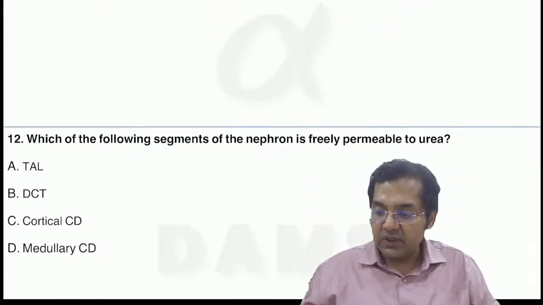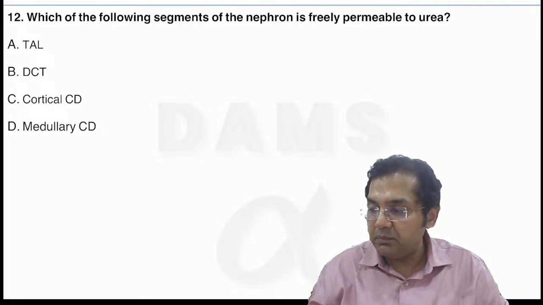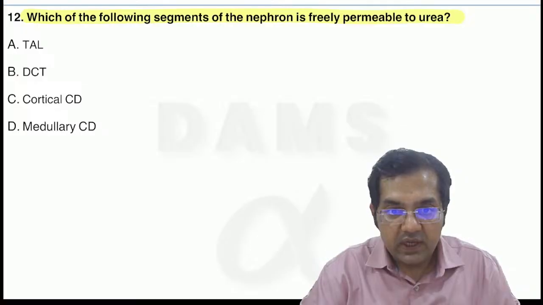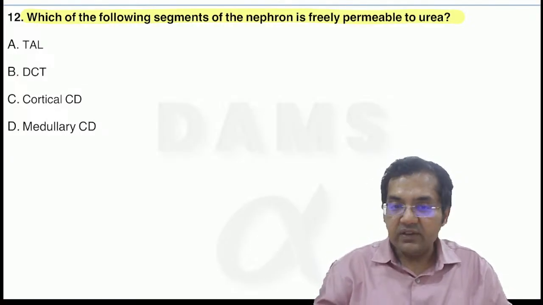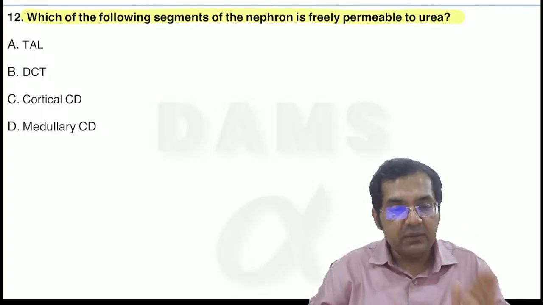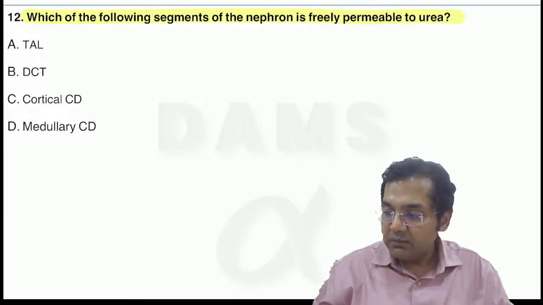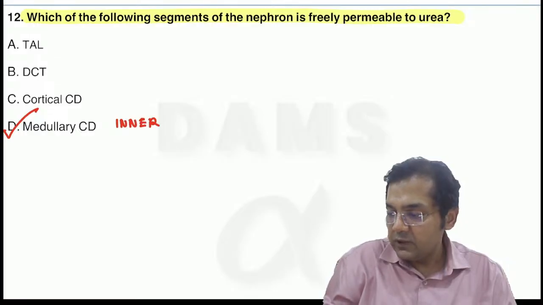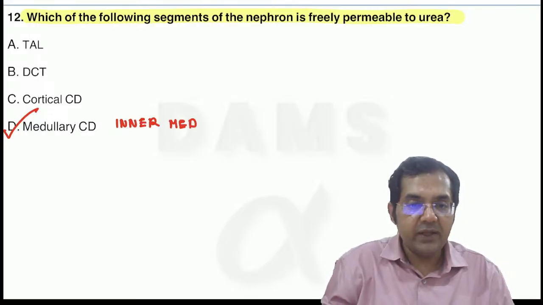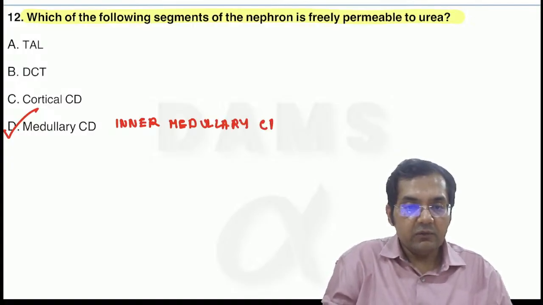Question number 12. Which of the following segments of the nephron is freely permeable to urea? Remember, urea handling by the kidney we have done in detail, and you just need to know the segment which is freely permeable to urea. The question is a tricky one. A lot of students say collecting duct, but actually the best answer is IMCD, inner medullary collecting duct.